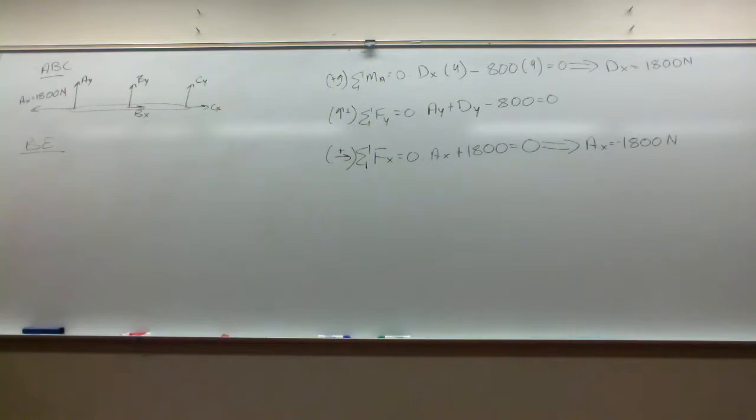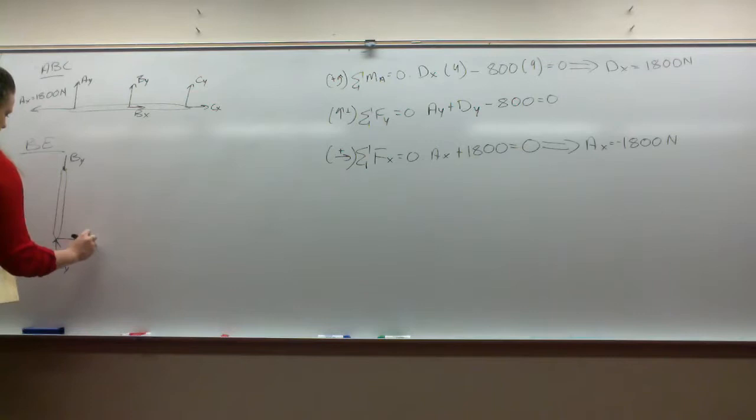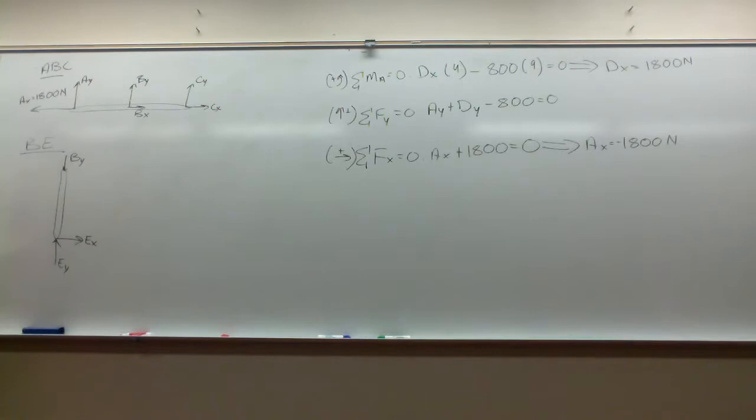Now let's look at member BE. What forces go on here, Chase? Who can help Chase out? What forces go on member BE? We have BY, and we're going to go down. Let's say we have EY going up, and EX going right. Okay, fantastic. Is that it? We need BX to the left. Doesn't matter. Well, it matters. I need to draw it equal and opposite.